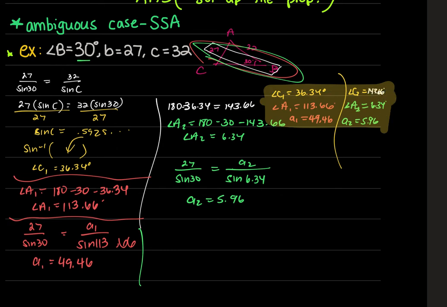Remember, the other scenarios are no triangle. From the very first ratio, you'd end up getting something that says sine of theta is bigger than 1, and that can't exist. So you would rule out that first triangle, and there'd be no triangle. Or you get one triangle: you go to find the last angle on the second triangle, and that would have been negative, like A2 in this case, and then you know there's only one triangle.